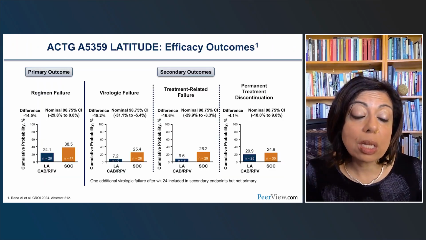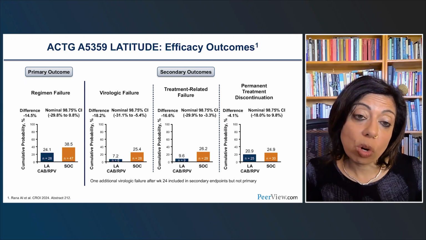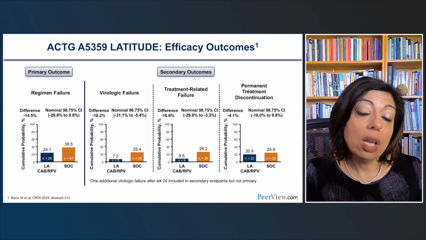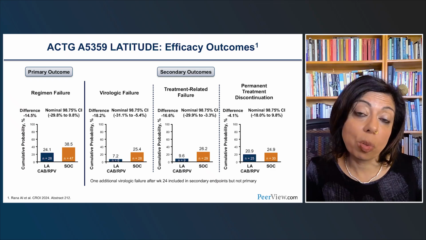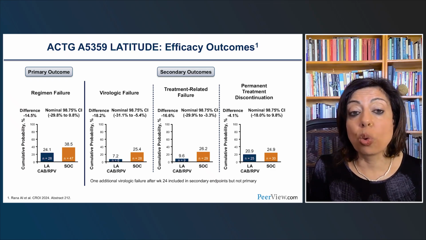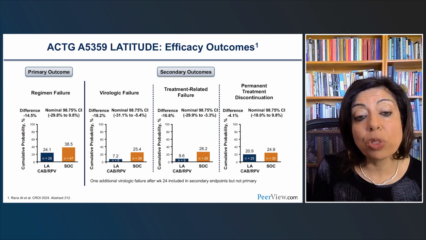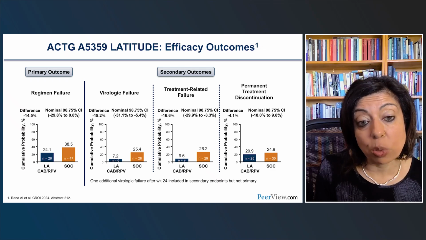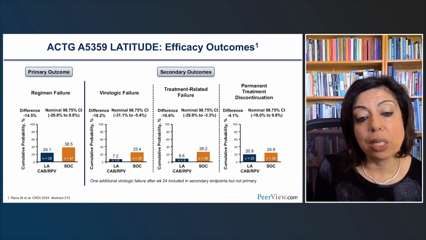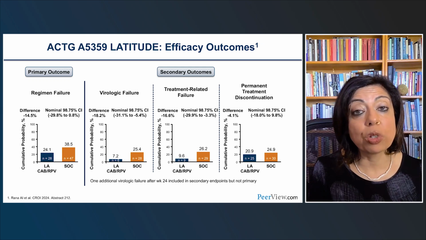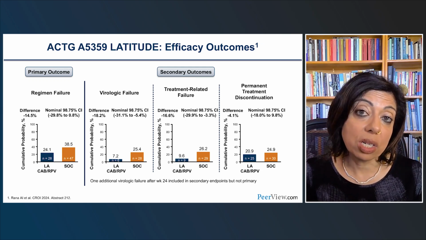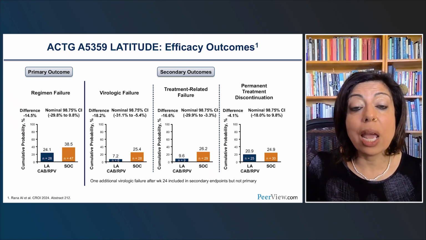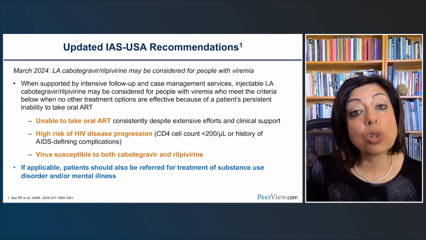These are the results of the study that led the DSMB on February 12, 2024 to stop the study early, because there was an obvious difference, actually a superiority, of long-acting injectable cabotegravir rilpivirine for those with adherence challenges versus oral ART. That's shown in that second panel, with virologic failure higher in the standard of care oral ART arm at 25% than in those on long-acting cab-ril at 7.2%. And in terms of treatment-related failure, we still saw that superiority of long-acting ART to oral ART in those with adherence challenges. This is likely to change guidelines everywhere and has already changed the IAS-USA treatment guidelines.